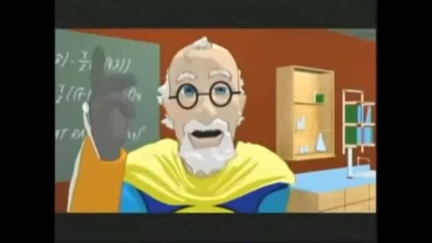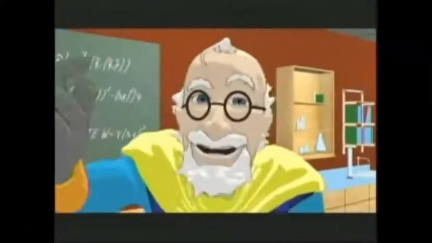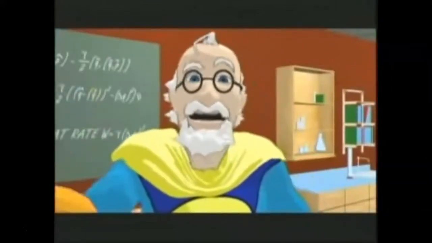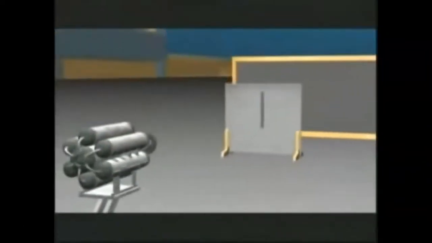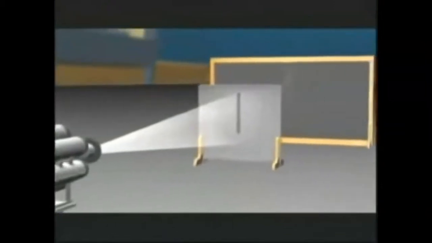An electron is a tiny bit of matter, like a tiny marble. Let's fire a stream through one slit. Just like the marble, a single band. So, if we shoot these tiny bits of matter through two slits, we should get, like the marbles, two bands.